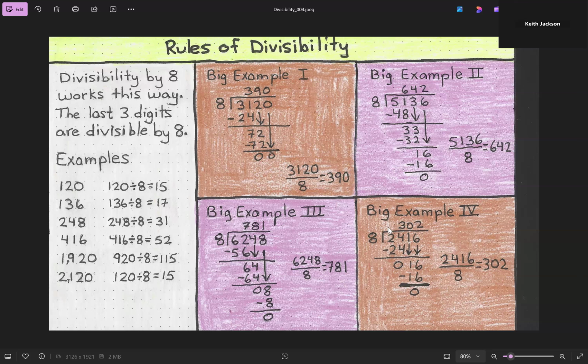Okay, you have been given quite a bit of information. I wouldn't blame you if you need to pause the video to take a look at these four big examples or replay this video as many times as you need to get a deeper understanding of this particular rule of divisibility.